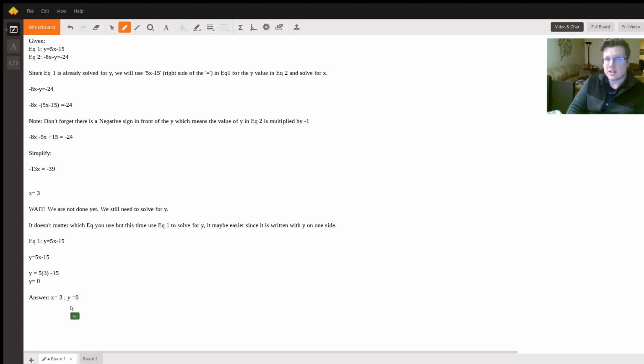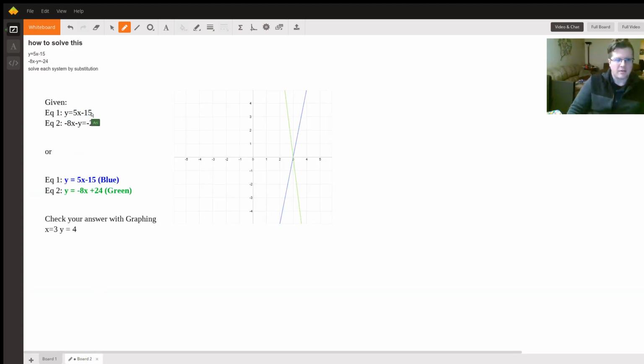Now we can check this by graphing. So on board 2 here, I have the equations written, and you can see the intersection is at x equals 3, y equals 0. What I did was I took the second equation and rewrote it so that y equals negative 8x plus 24. And if you have a graphing calculator or some other way to graph it, or use a table and do it by hand, you'll come up with this graph.